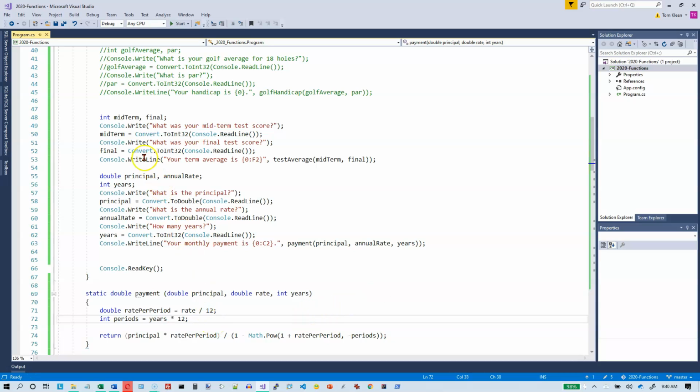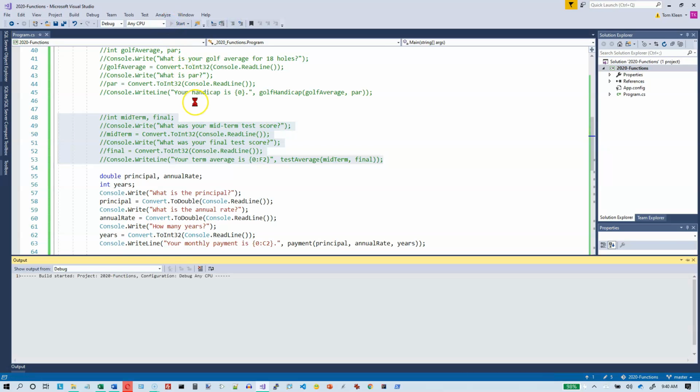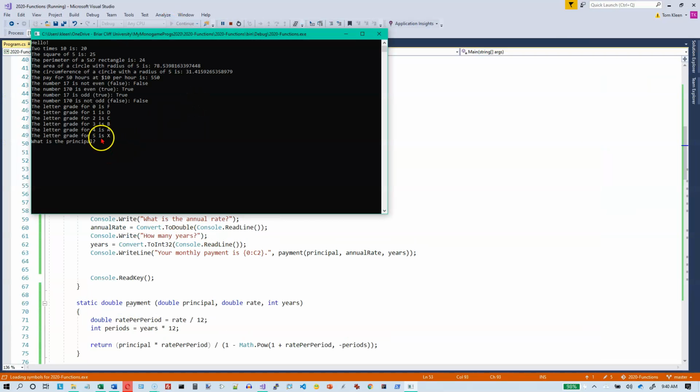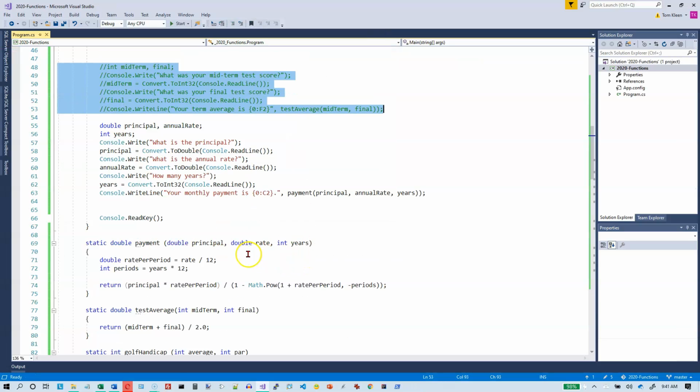Okay, now before we run this, I'm going to comment out this part so I don't have to answer the questions from the last function. And then let's go ahead and run it. And I have 1 solution memorized. The answer to this is, I think, $514.31. So 50,000. Annual rate is 0.12, and number of years is 30, and $514.31. Okay, so it is calculating correctly.